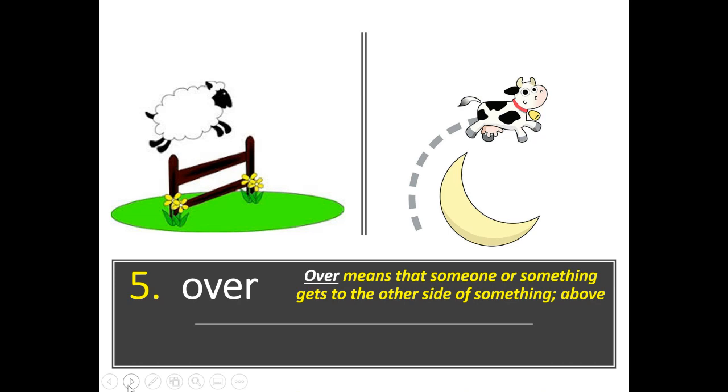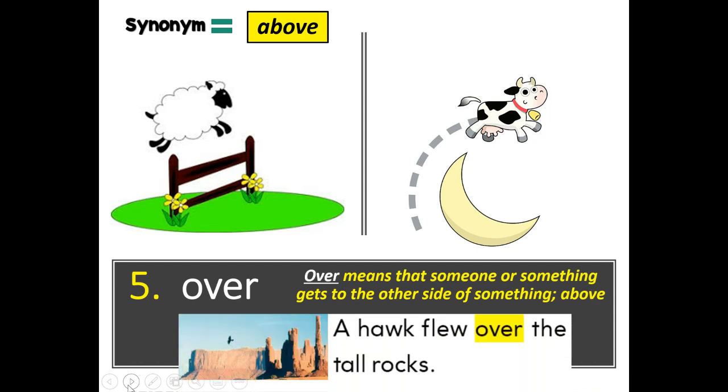Above. A synonym could be above. The cow is above the moon. The sheep is above the fence. A hawk flew over the tall rocks. You could also say a hawk flew above the tall rocks.